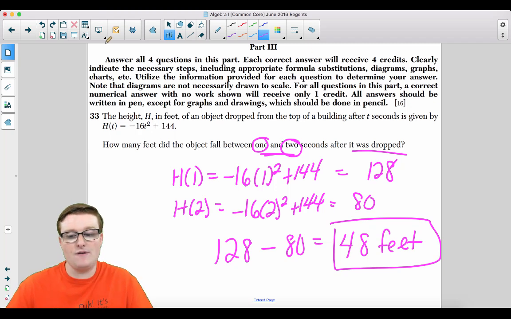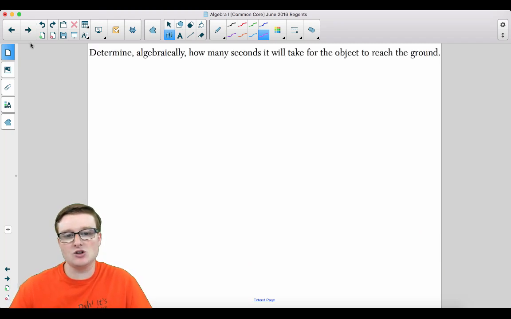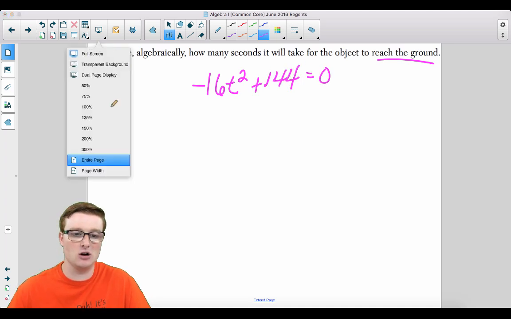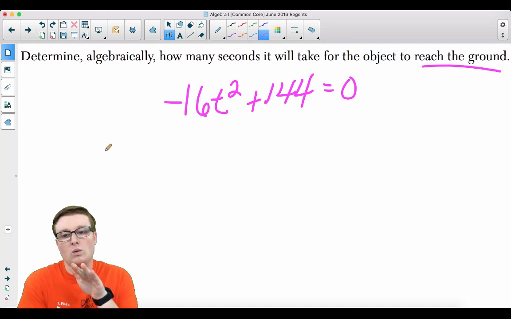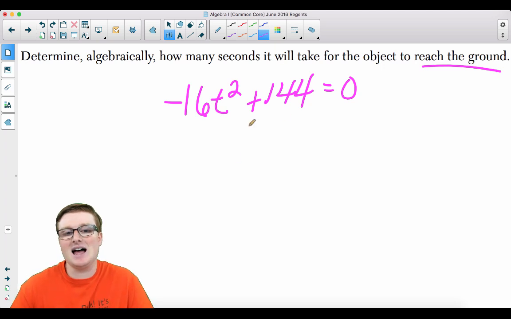Okay? Now the follow-up question says, determine algebraically how many seconds it will take for the object to reach the ground. So all we need to do is take negative 16t squared plus 144 and set it equal to 0, because when the object reaches the ground, the height is 0. Since this is a height function, set it equal to 0 and solve for, in this case, t, because they're asking for seconds. So we now need to factor.